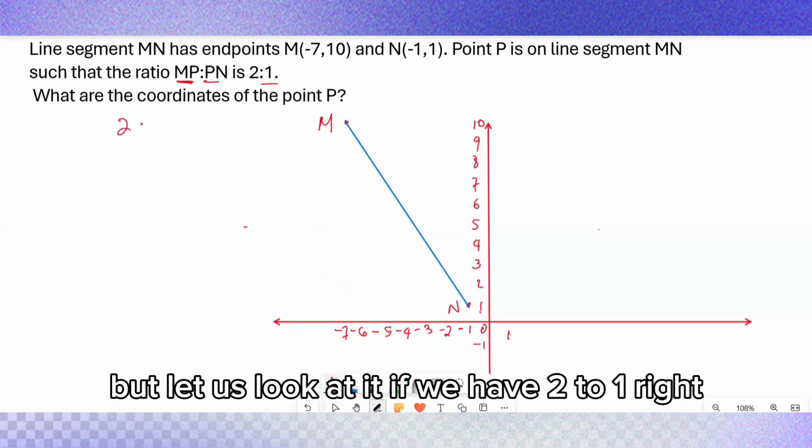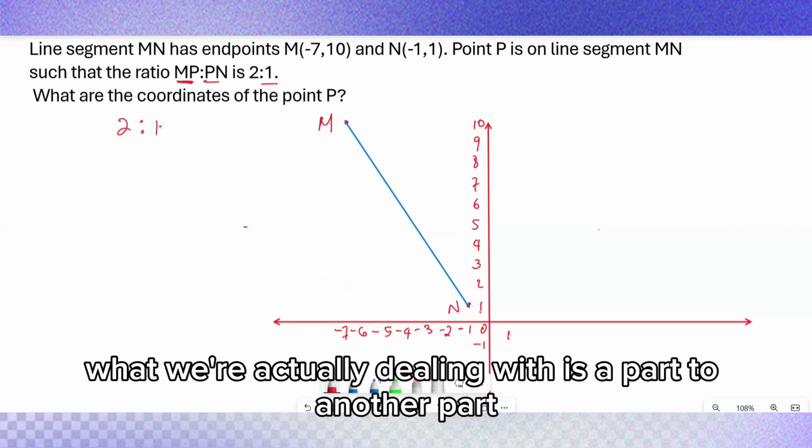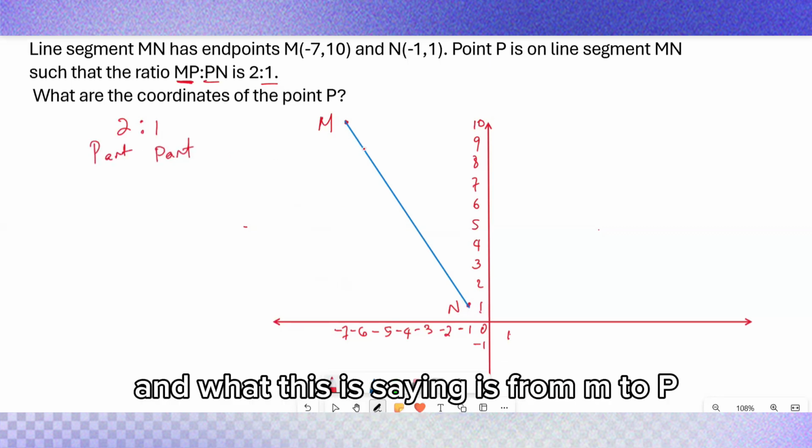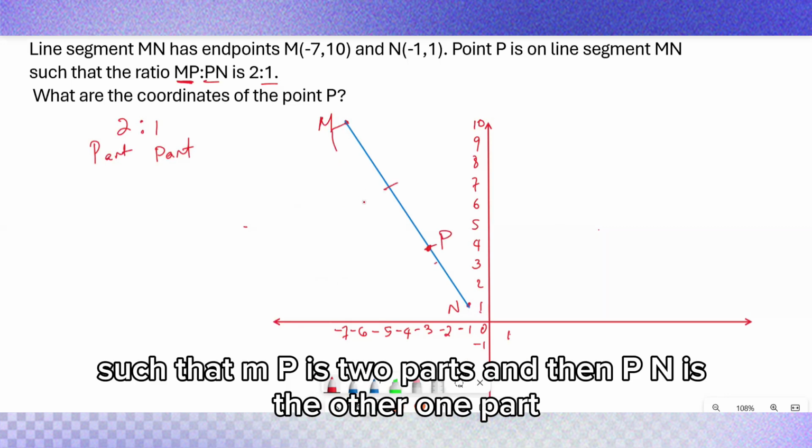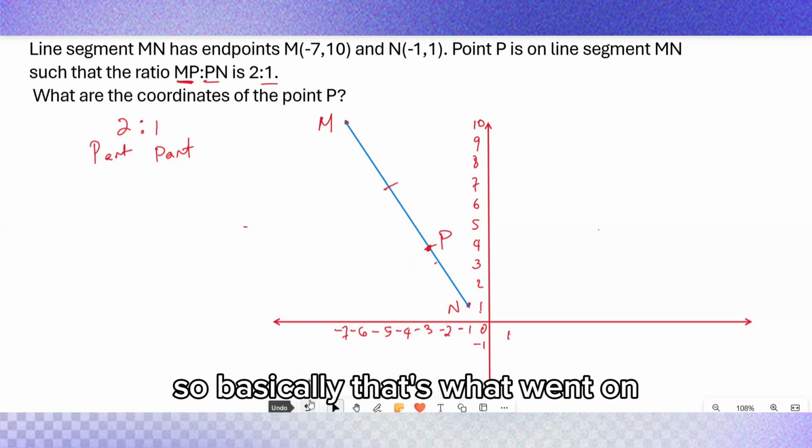If we have 2 to 1, what we're actually dealing with is a part to another part. And what this is saying is from M to P, right here, such that MP is 2 parts and then PN is the other 1 part. So basically, that's what went on.